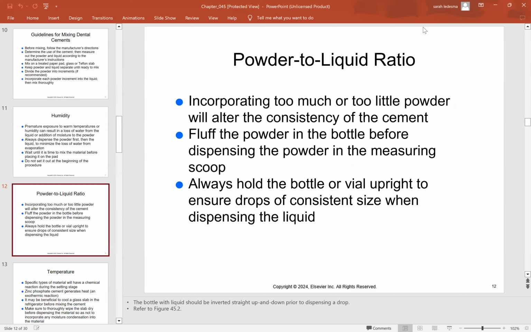Powder to liquid ratio. So when we're incorporating too much or too little powder, this is going to alter the consistency of the cement. We want to always fluff our powder in the bottle before we dispense. And we're always going to use the measuring scoop if it comes with one. We'll hold the bottle in a vertical upright position to ensure that the drops are consistent size when dispensing our liquid.